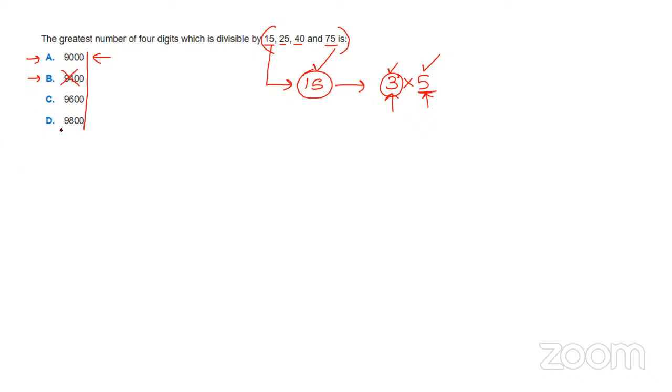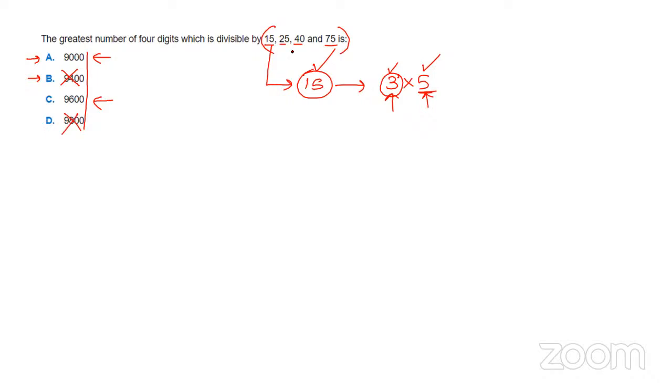Correct? Then comes 9600. 9 plus 6 is 15. So this is also a possible answer. Next is 9800. 9 plus 8, what is the sum? 17. Do you think it's divisible by 3? No, it's not. I can eliminate the option here. So your answer is either option A or option C.